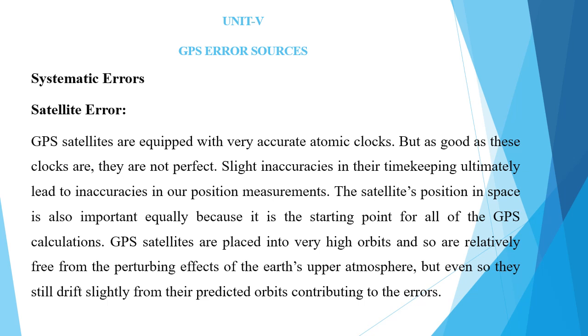Systematic error, satellite error. GPS satellites are equipped with very accurate atomic clocks, but as good as these clocks are, they are not perfect. Slight inaccuracies in their timekeeping ultimately lead to inaccuracies in our position measurement. The satellite position in space is equally important because it is the starting point for all the GPS calculations. GPS satellites are placed into very high orbit and so are relatively free from the perturbing effects of the Earth's upper atmosphere, but even so, they still drift slightly from their predicted orbit, contributing to the errors.